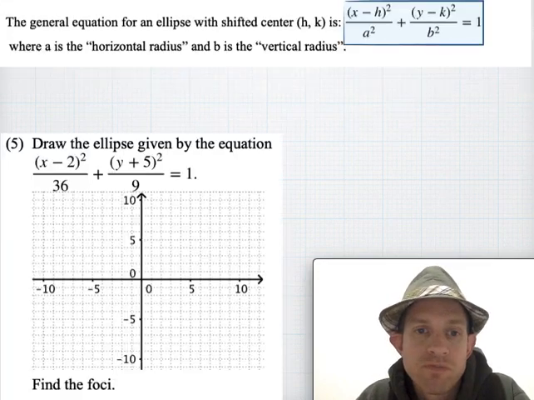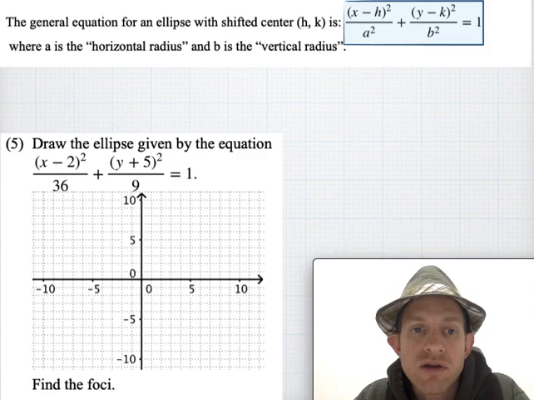Let's see one. So here we want to draw an ellipse that's centered around, well, I don't know where it's centered. We're going to figure that out. Draw this ellipse, and also figure out where its focus points are. So how should we do that?